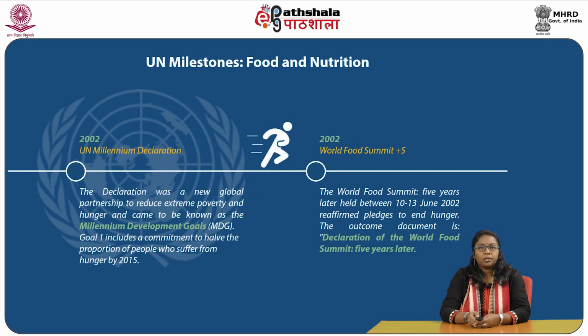2000, the United Nations Millennium Declaration. The declaration was a new global partnership to reduce extreme poverty and hunger and came to be known as the Millennium Development Goals. Goal 1 was to include commitment to halve the proportion of people who suffer from hunger by 2015.